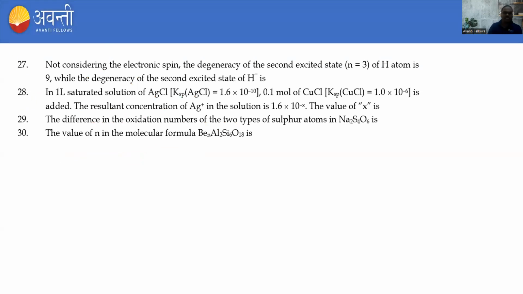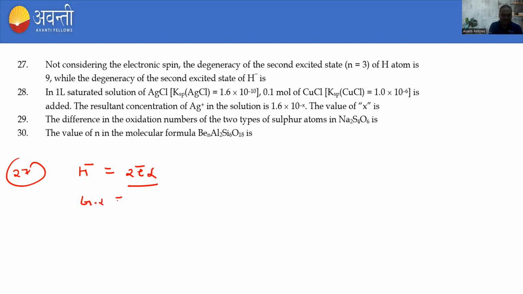Chalo, move to the next question, that is: not considering the electron spin, the degeneracy of the second excited state, that is n is equal to 3, of hydrogen atom is 9, while the degeneracy of the second excited state of helium negative ion is. So you need to calculate for the helium negative ion. For the helium negative ion, we know it is a 2 electron system. ठीक है? तो ये कितना इलेक्ट्रॉन सिस्टम है? 2 electron system. So in the first excited ground state लिखते हैं पहले.